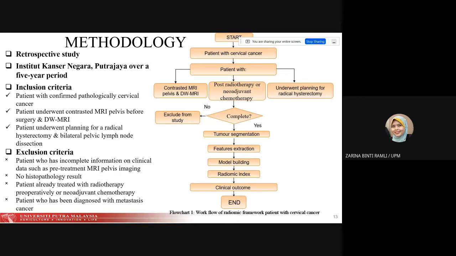So I get the ethics approval to evaluate the patient information, and from that I will filter the patients based on my inclusion criteria.